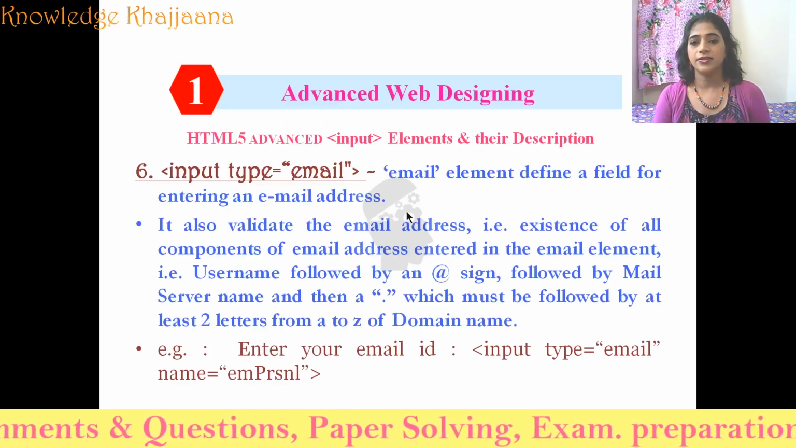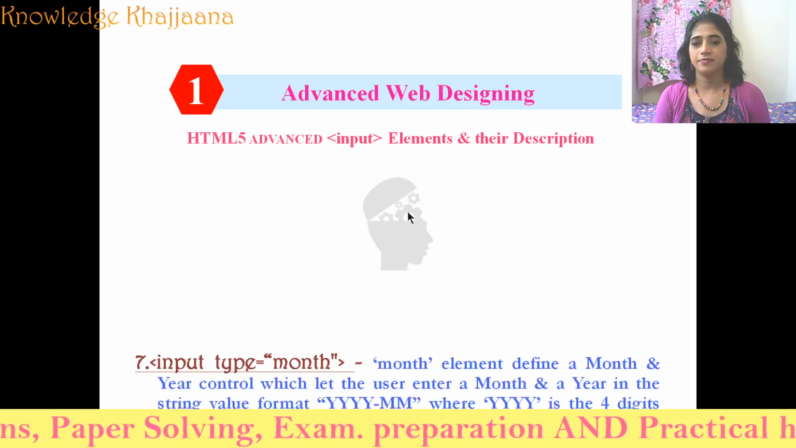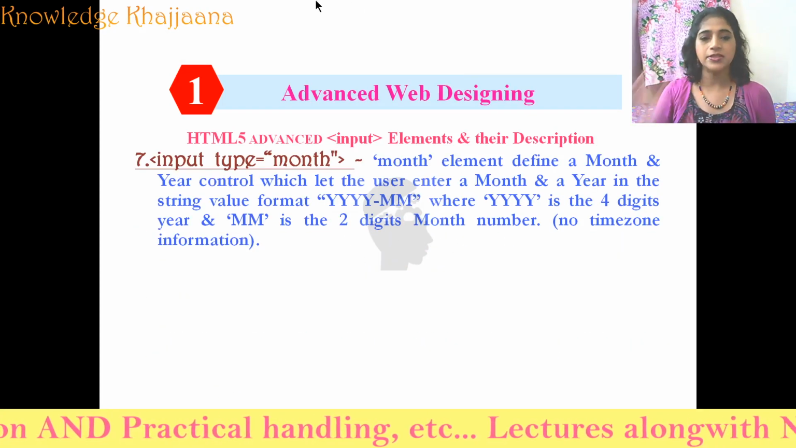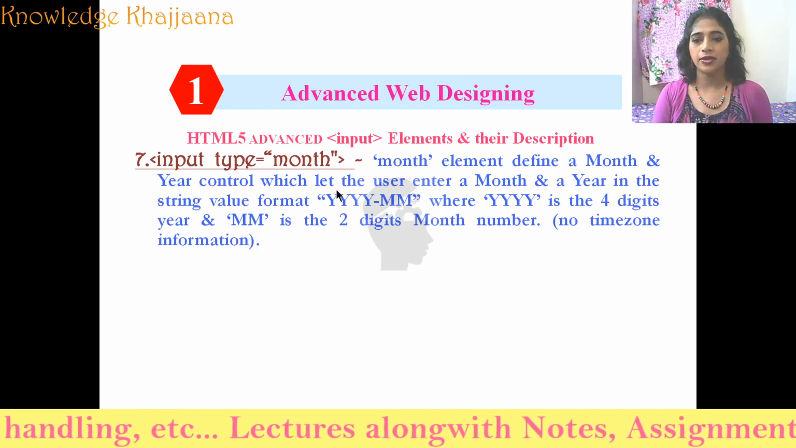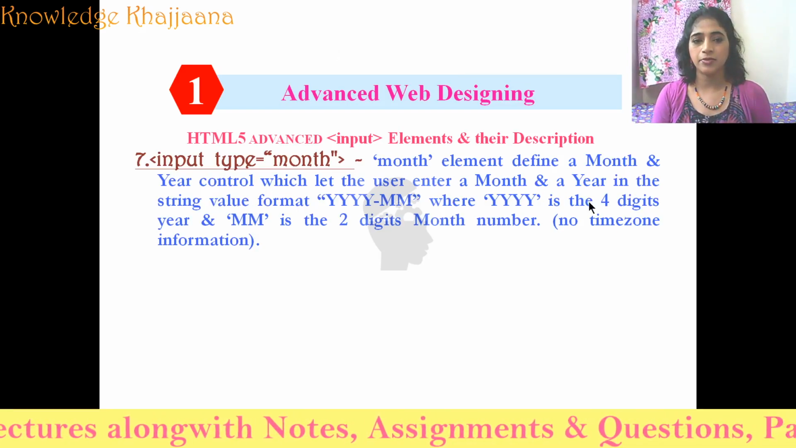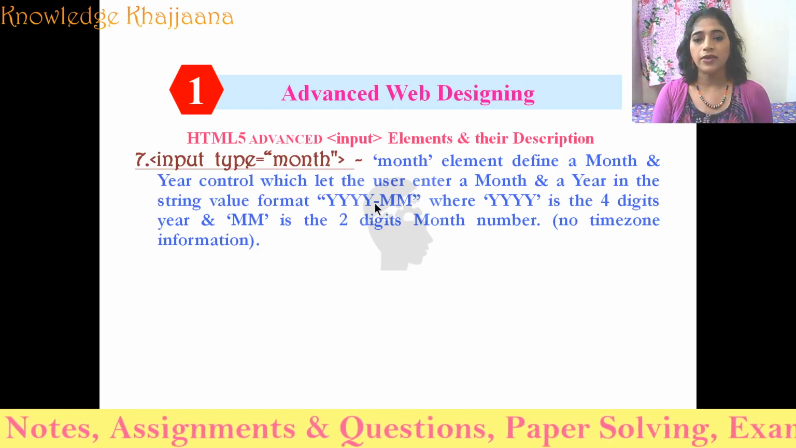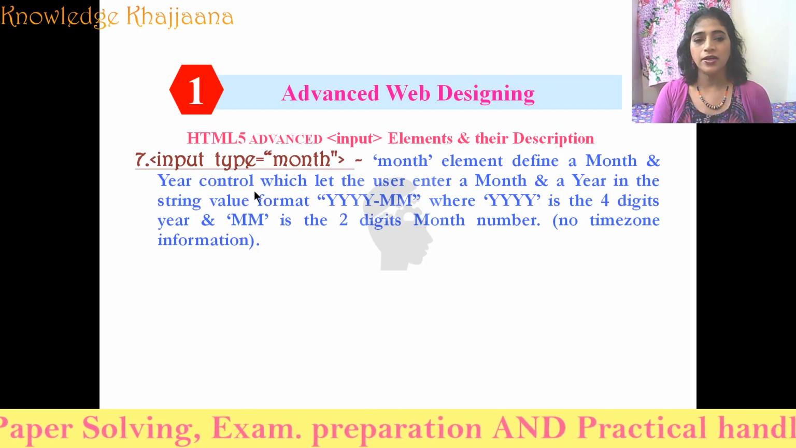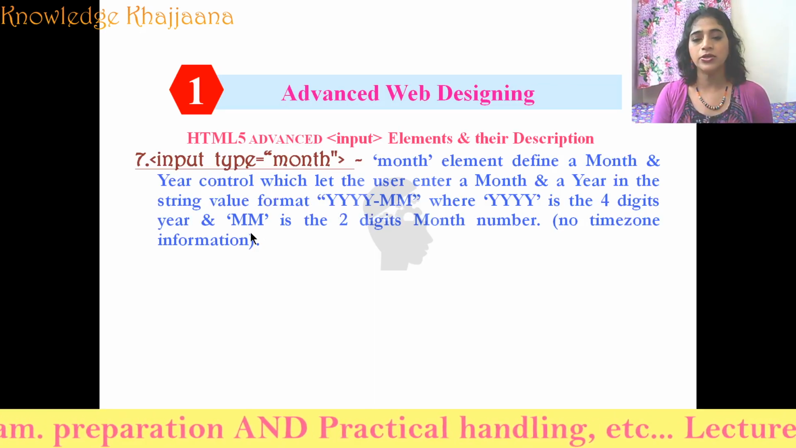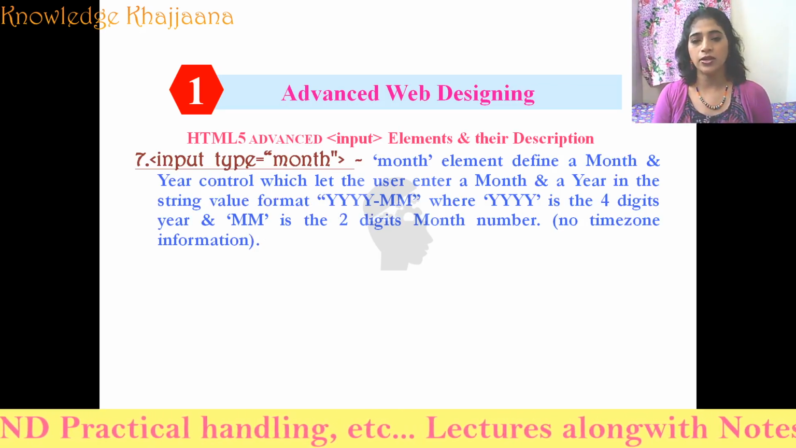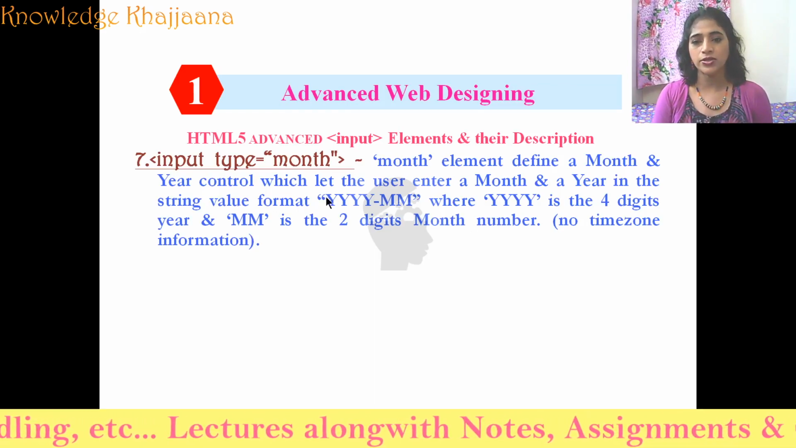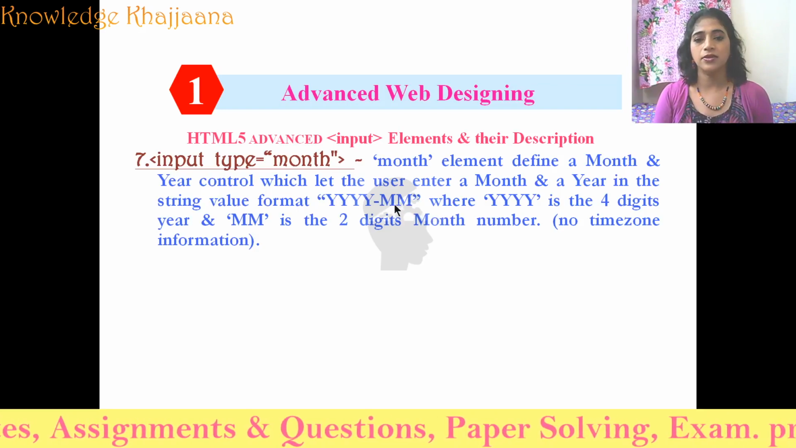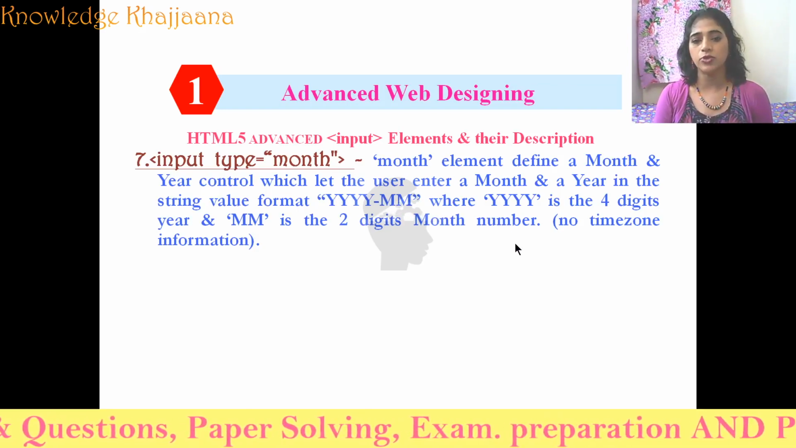Okay, the next thing. Input type is equal to month. This element defines a month and year control which lets the user enter a month and a year in YYYY-MM format. What is this YYYY? It is a 4 digit year. 4 digits means 2020. There are 4 digits. And a month. For example, even for the month March, it is 03. So 2 digits for the month number.